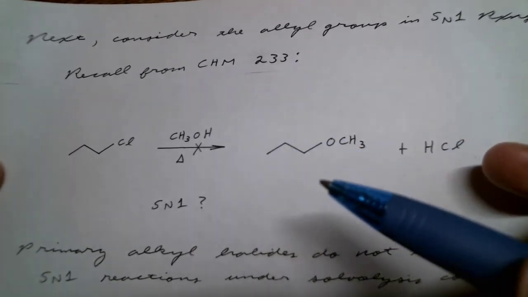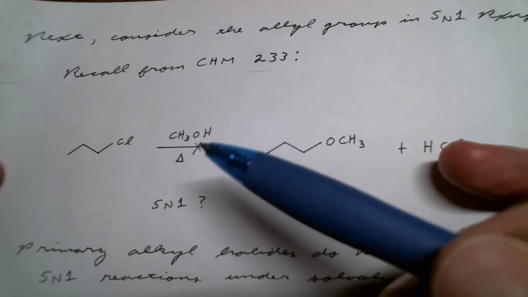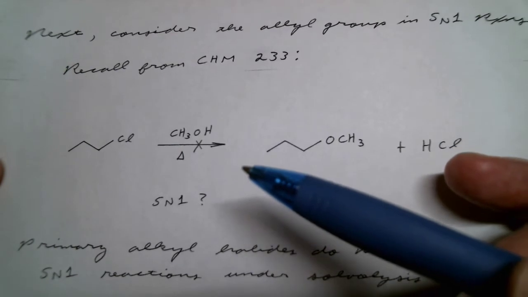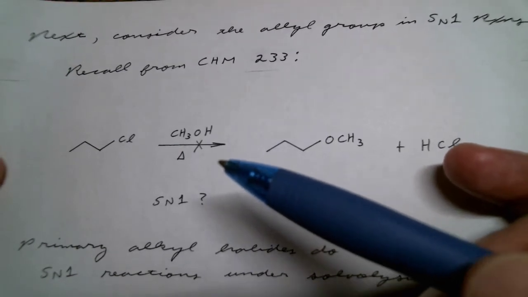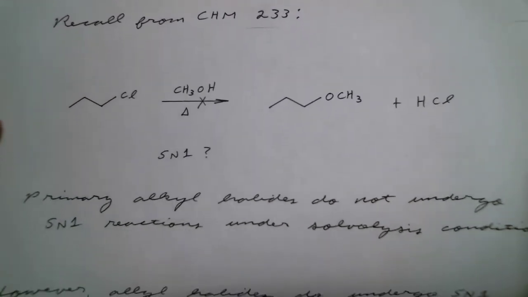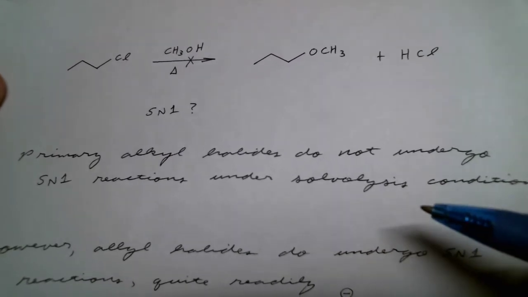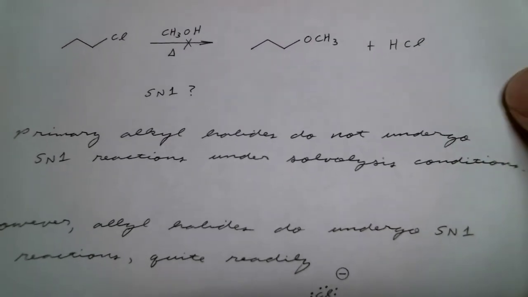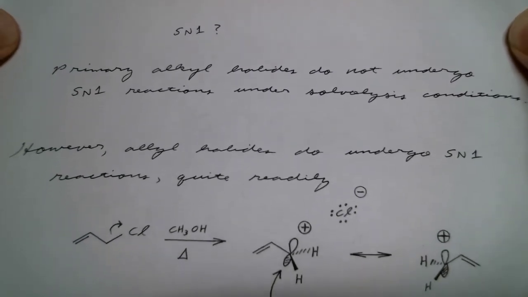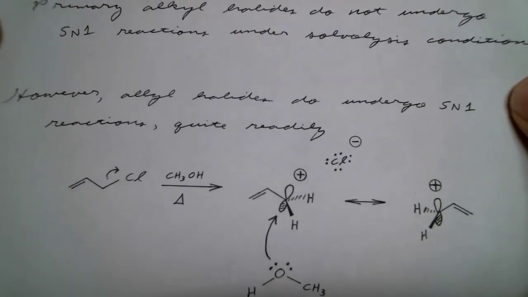This doesn't really work well by SN2 either, because methanol is not a strong charged nucleophile, and if it were as methoxide, it would be a strong base, and we might get competing E2 reactions. So primary alkyl halides do not undergo SN1 reactions under solvolysis conditions that we might normally associate with SN1 reactions. However, allyl halides do undergo SN1 reactions quite readily.